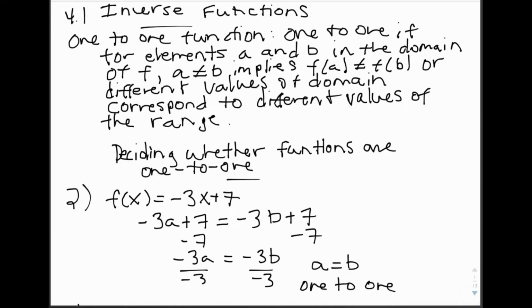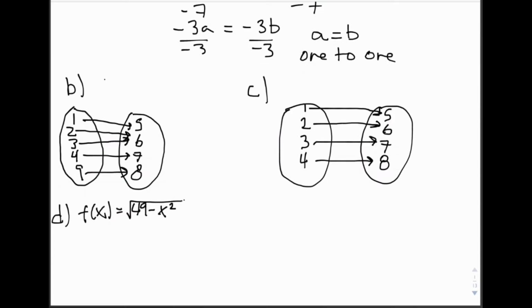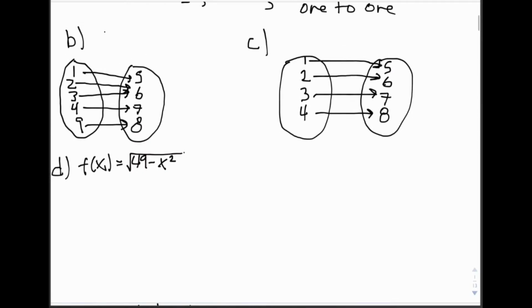All right, let's look at a couple more examples here. So b and c. So b, we're dealing with these bubbles here. We have our x values and our y values being mapped. So 1 is mapped to 5, 2 is mapped to 6, 3 is mapped to 6, 4 is mapped to 7, 9 is mapped to 8. So in this case, since we have the 2 and the 3 mapped to the 6, this one is not one-to-one. So not one-to-one.